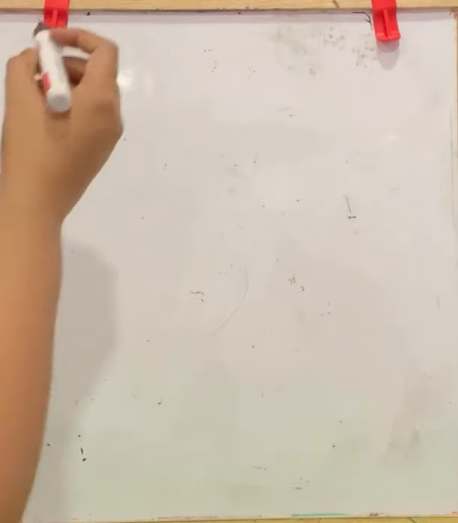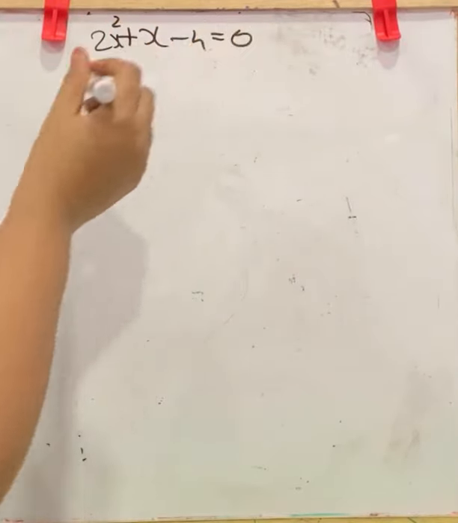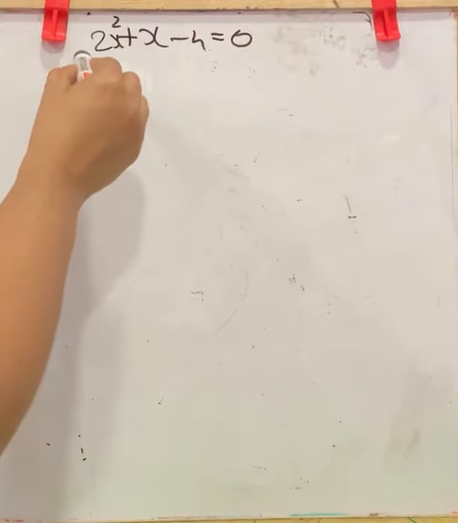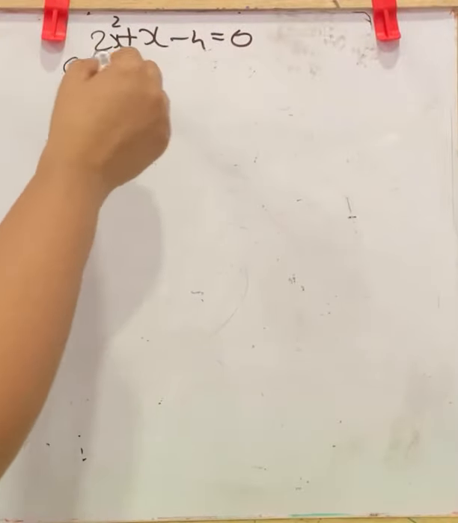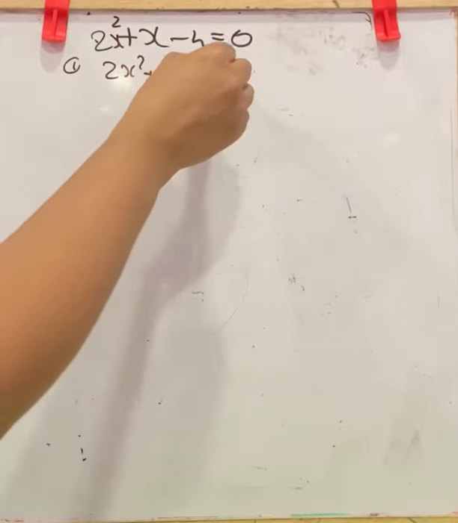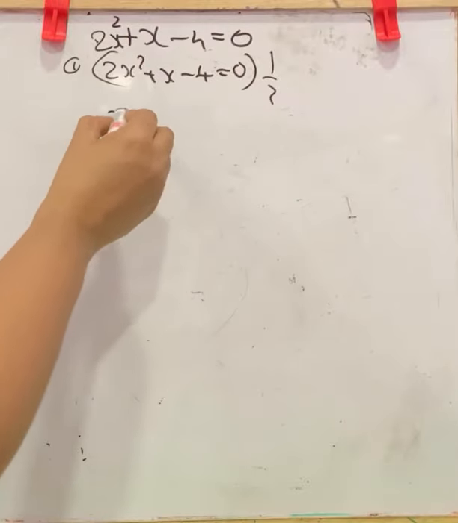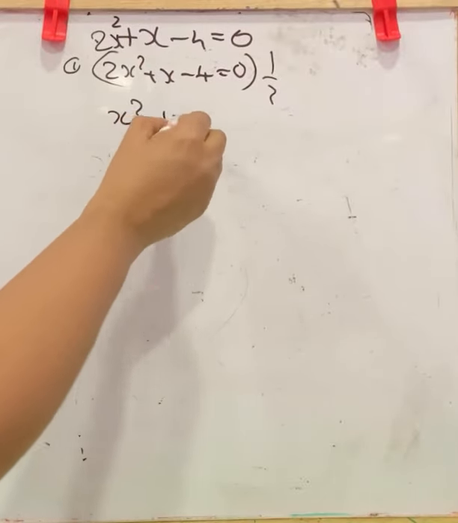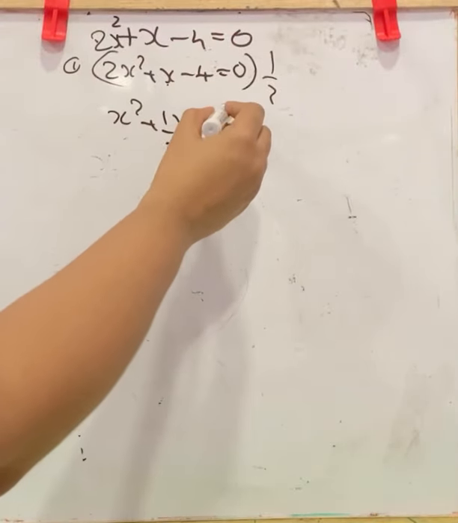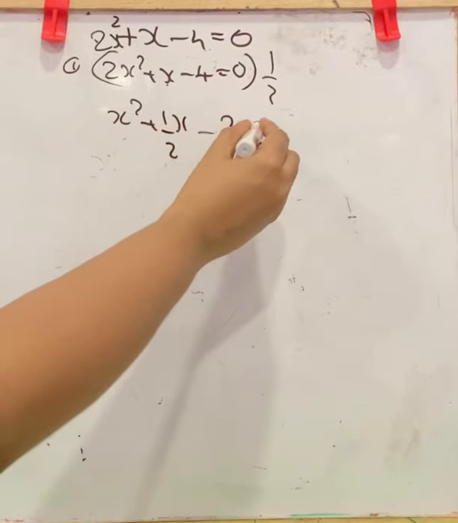Next question. 2x square plus x minus 4 equal to 0. Here again we have the coefficient of x square as 2. So the first step, we want to multiply it with 1 by 2. Then this 2 will get cancelled. So 2x square plus x minus 4 equal to 0, into 1 by 2. Then this 2 is cancelled. x square plus this becomes 1 by 2x. That is, x into 1 by 2 is 1 by 2x. Minus 4 into 1 by 2 is 4 by 2. And you know 4 divided by 2 is 2. So you can write like this.